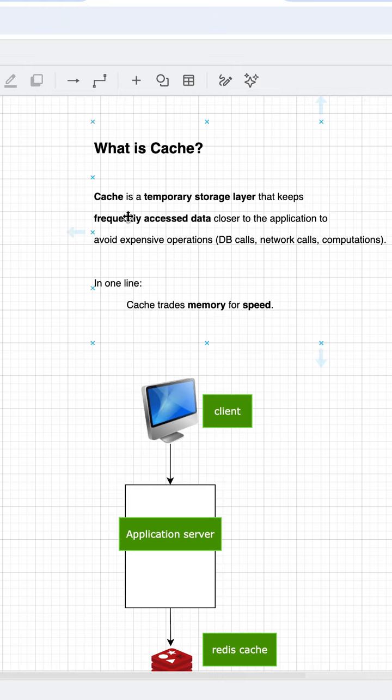What is cache? Cache is a temporary storage layer that keeps frequently accessed data closer to the application to avoid expensive DB calls like network calls, computation, etc. In one line, cache trades memory for speed.